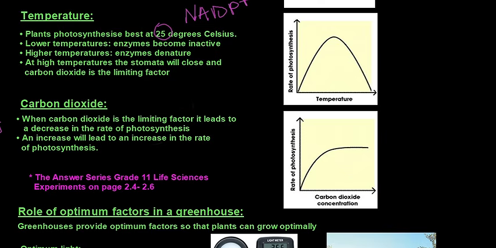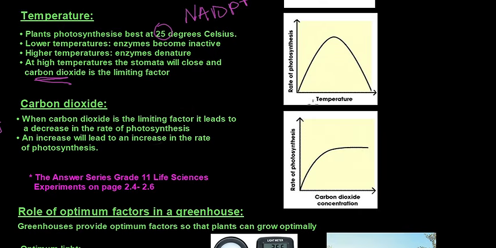Anything much higher, if you start going to 30 plus degrees Celsius, enzymes will start to denature. Remember, if you remember from grade 10 work, enzymes also have an optimum temperature at which they function. At high temperatures, once again, if it becomes too hot, the stomata will close, and that means that carbon dioxide will become a limiting factor.